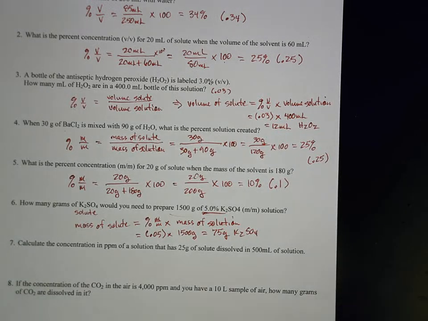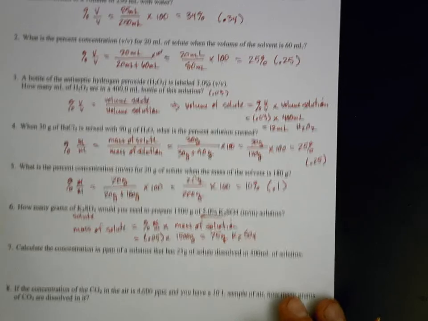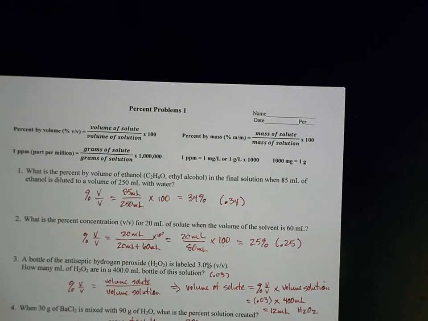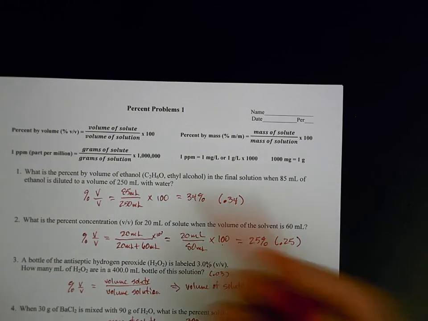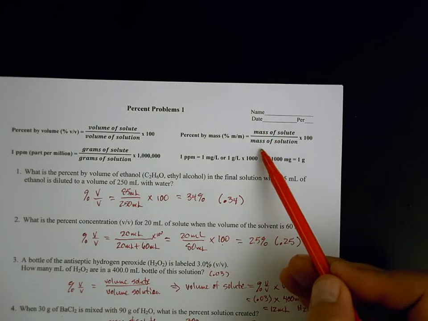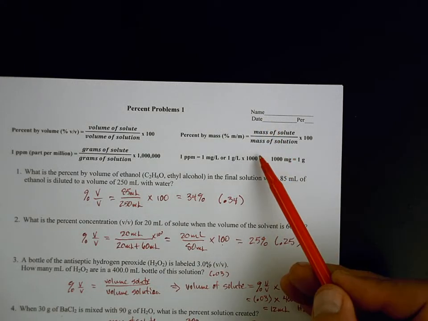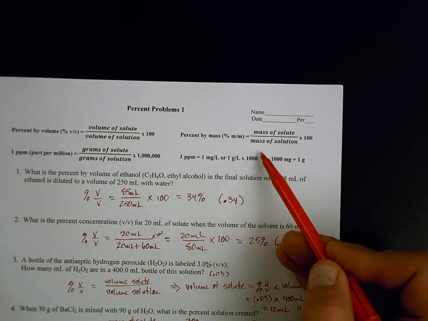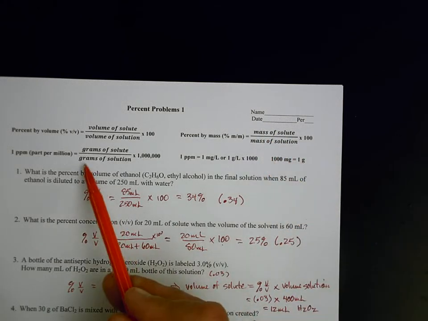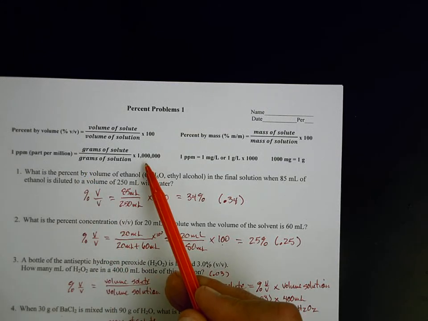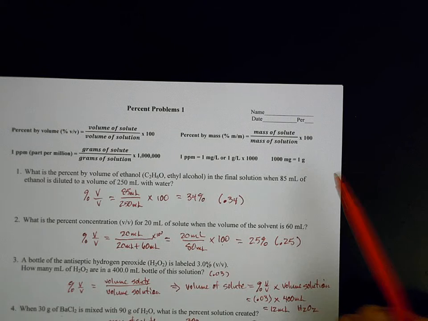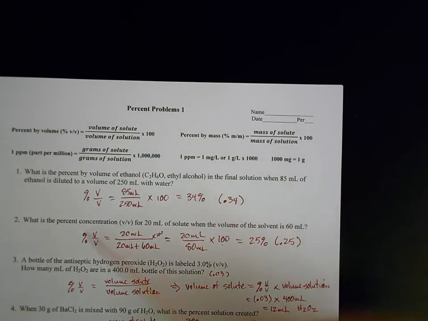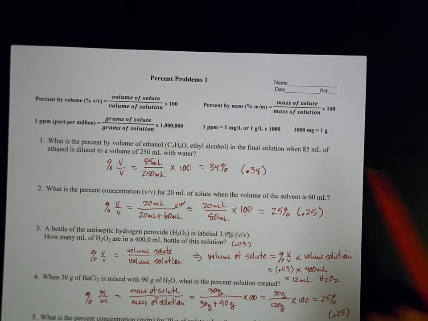Now, the last two will deal with parts per million. And if I go back up to the top, note that mass over mass is going to be grams over grams. It could be kilograms over kilograms, but normally it's grams over grams. Well, that's the same thing that the parts per million is. The difference is that we go times a million instead of times 100 for percent. So that's the big difference. Instead of times 100, we're going times a million for parts per million.